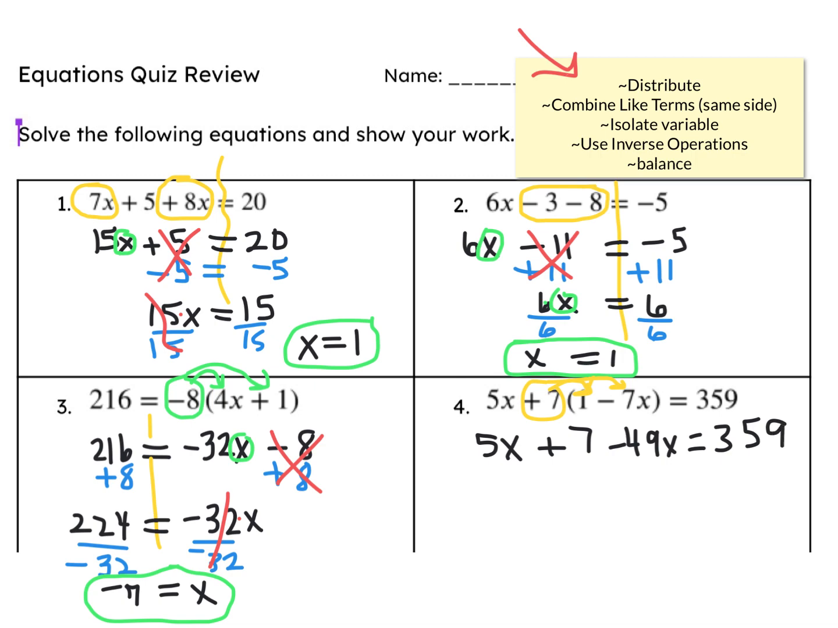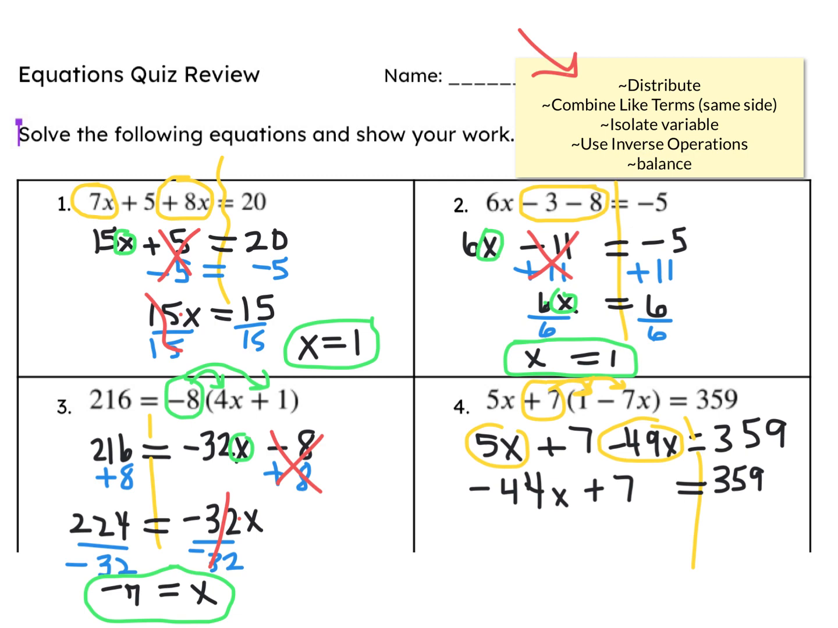And bring everything else down. Okay, so we distribute first. Next is combine like terms that are on the same side. I see some right here. We have 5x minus 49x. So 5 minus 49 equals negative 44x. Plus 7, bring everything else down, equals 359.